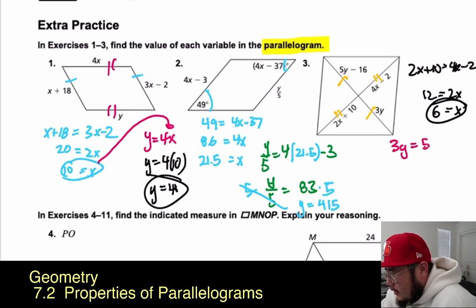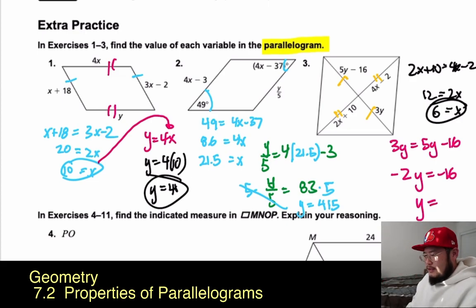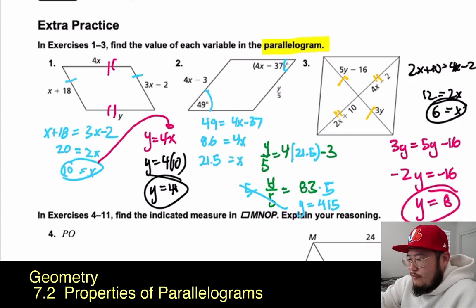I'll subtract 5y from both sides, and we get negative 2y is equal to negative 16. Then when we divide both sides by negative 2, y is equal to 8. All right. We found each value of the variables in the parallelogram.